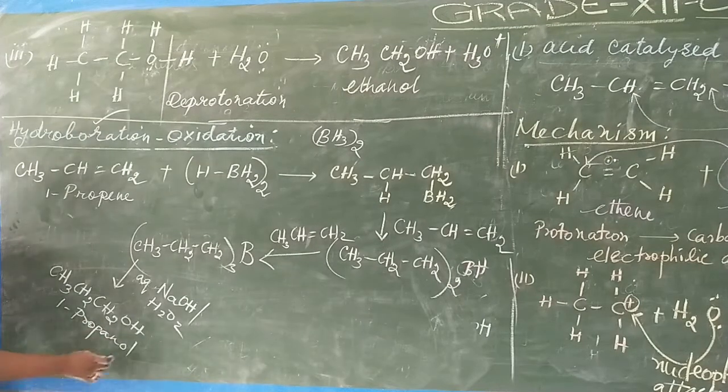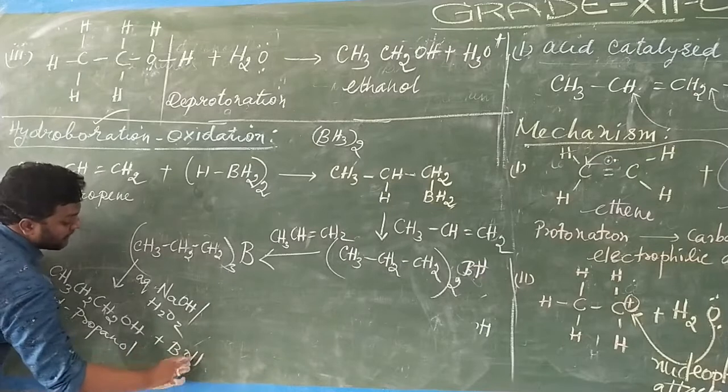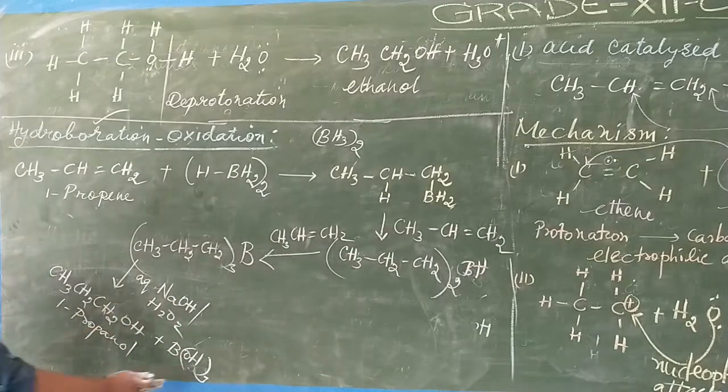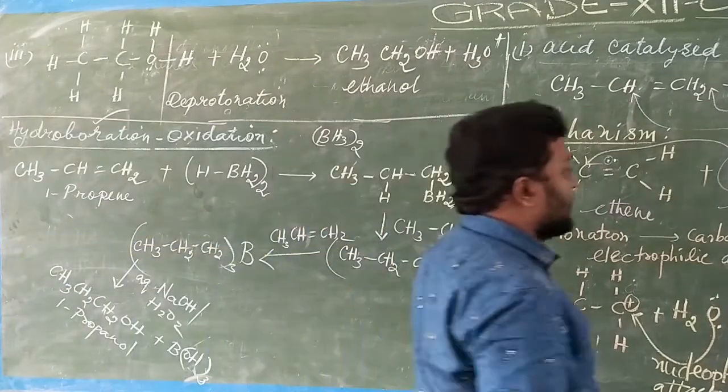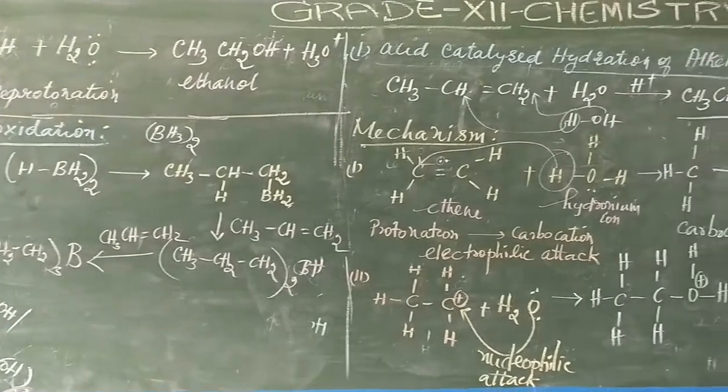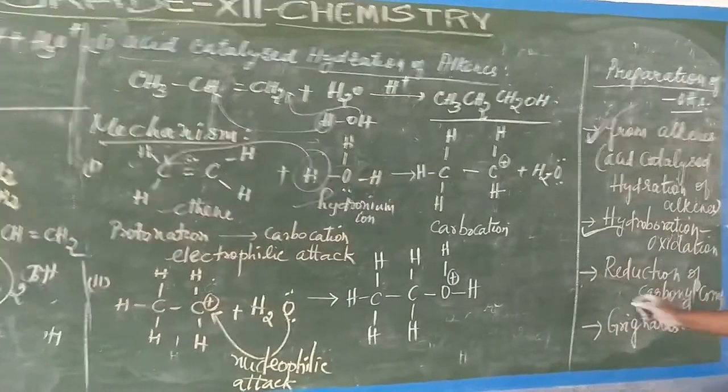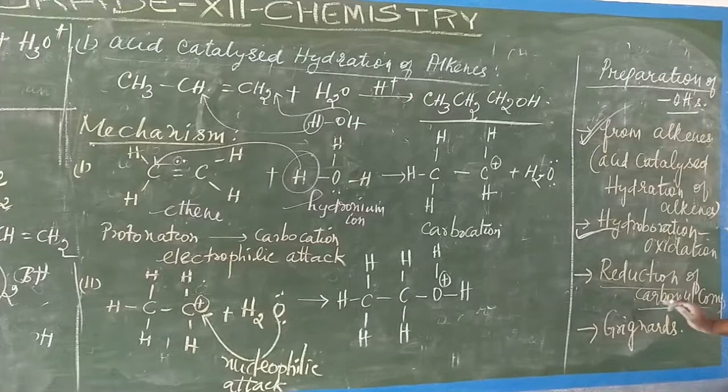1-propanol plus byproduct BOH thrice. BOH thrice will be getting produced. So this is your second reaction, the hydroboration-oxidation reaction. Now we will come to the third one, reduction of carbonyl compounds. That is very simple.